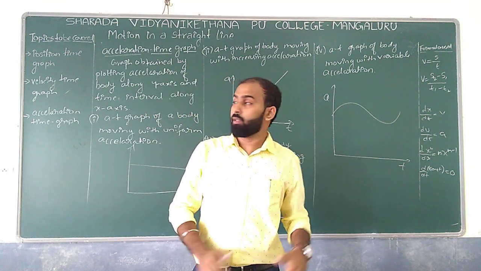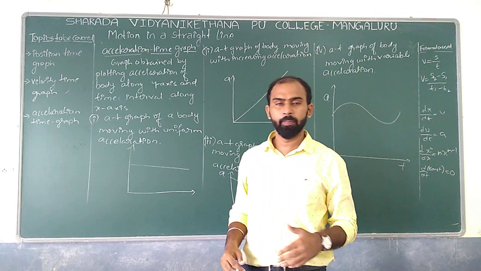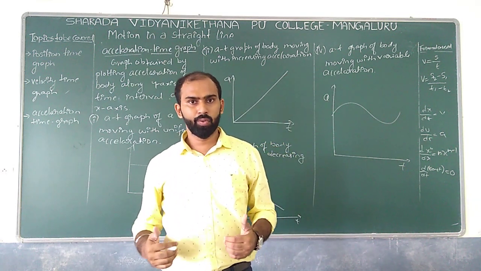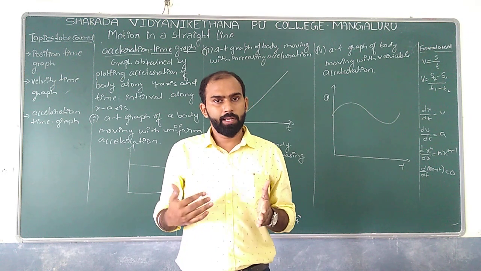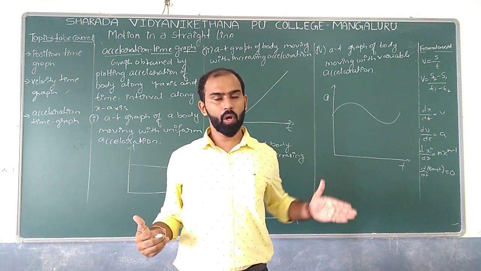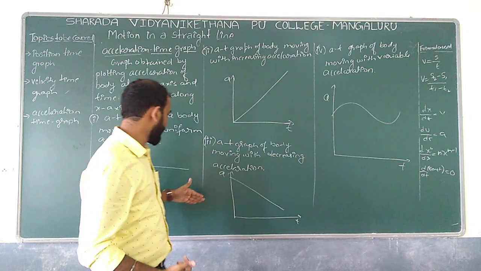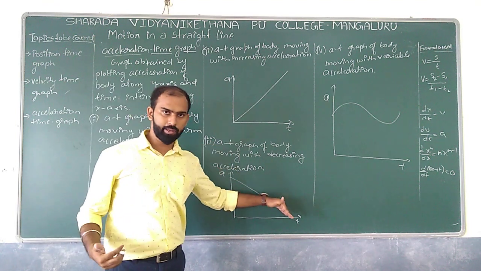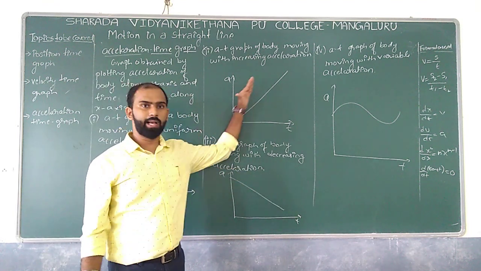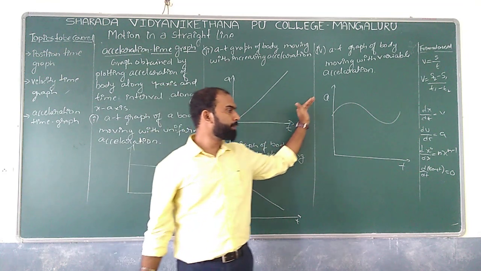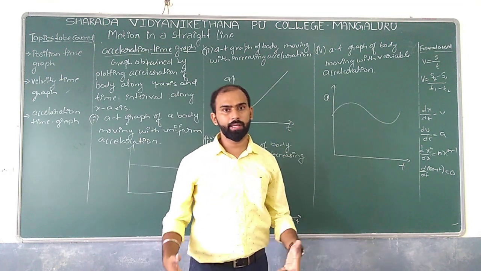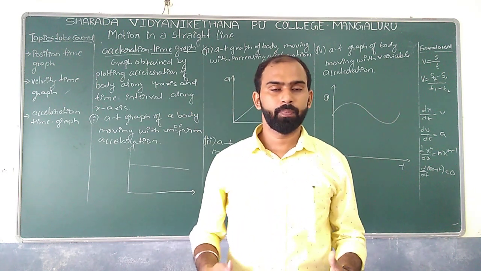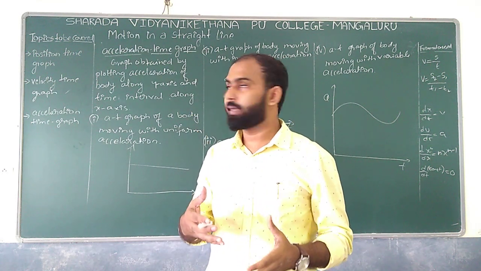By plotting these graphs, you will get to know how exactly the particle is moving from one point to another point. Similarly, by seeing the AT graph, we can get to know whether the particle is moving with uniform acceleration or decreasing acceleration. Over here, this is a decreasing acceleration. Also here increasing acceleration, and here we can have variable acceleration. So this is how exactly we can understand the concept of different types of graphs.